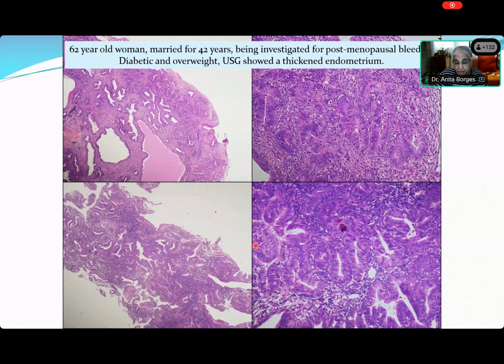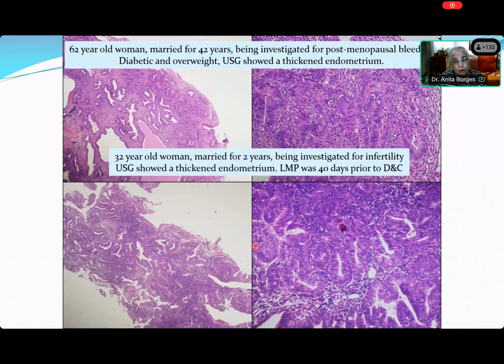We don't know what is happening to her, whether this is invasive into her myometrium or not, because we do not have the myometrium to be seen. Now, what if I tell you that this is not a 62-year-old, but this is a 32-year-old woman? She's married for 2 years. She's being investigated for infertility, and the ultrasound again showed a thickened endometrium, and her LMP was 40 days away. All right, now, Simi, will you change your diagnosis?